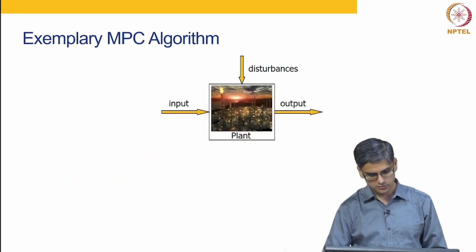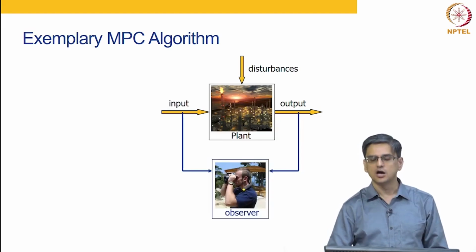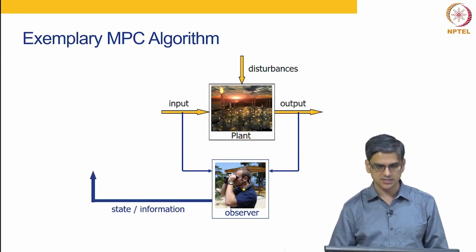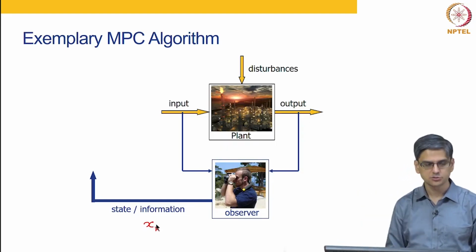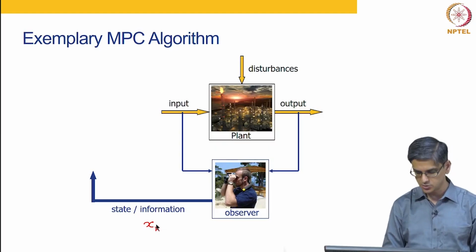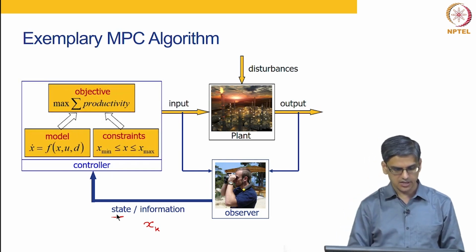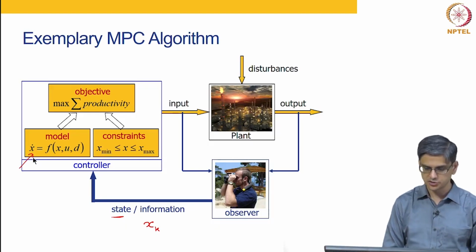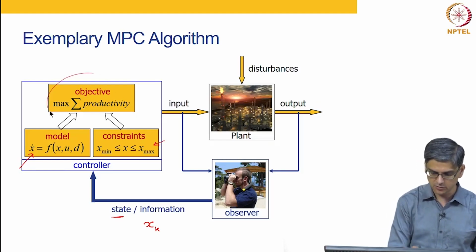Okay. So, let us look at an exemplary MPC application. You have your plant which has input, output and disturbances. You use the input and output information with an observer in order to determine the state. The state is what I had referred to in response to a question as xk, that is what we will call the state of the system. And we will use a model of this nature in order to compute how the future is going to behave. These are going to be constraints and there is going to be some kind of an objective function.